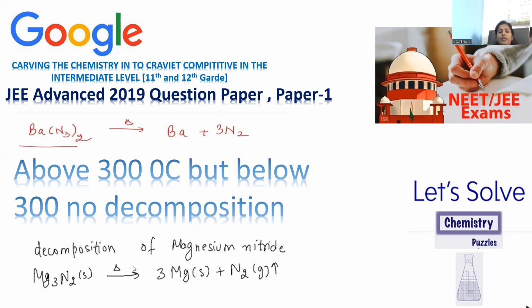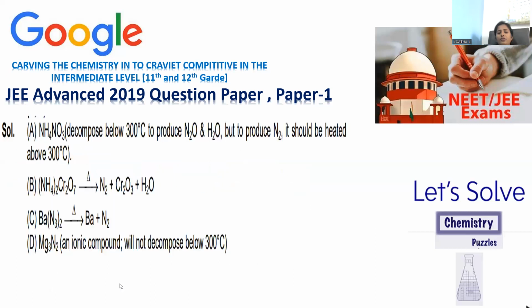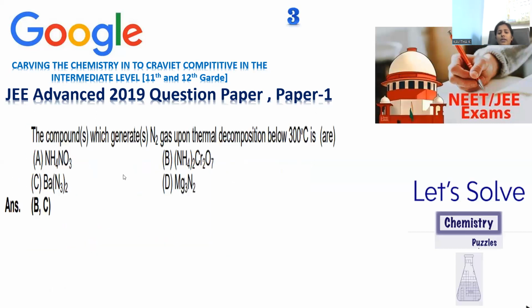This decomposition is applicable above 300 degrees centigrade. It is possible, but below 300 degrees centigrade decomposition is not possible. We should be temperature specific. They're asking for less than 300, so no nitrogen from it. So the correct options are B and C only. If the condition of below 300 were not there, B, C and D would also be correct. But below 300 gives only B and C. So for question number 3, option B and option C are the correct answers.